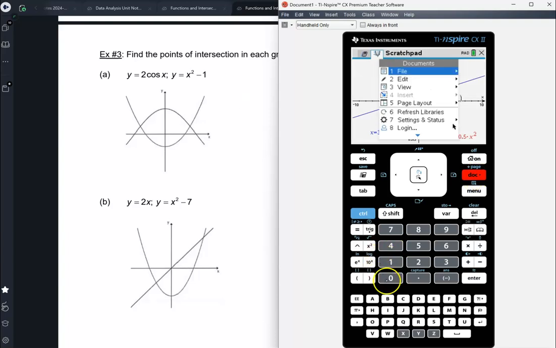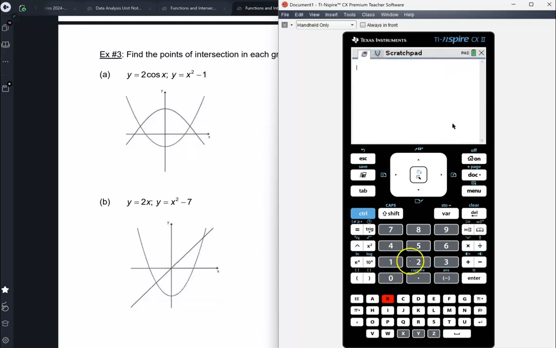You have to put it in radians. Absolutely, make sure your calculator's in radian. That's why we're doing this, because I know you all know how to put this in your calculator and get a point of intersection.